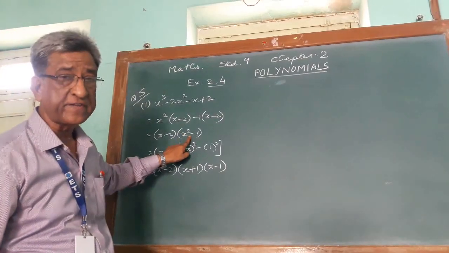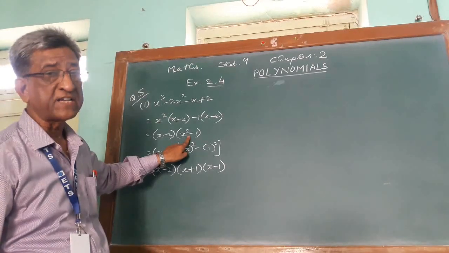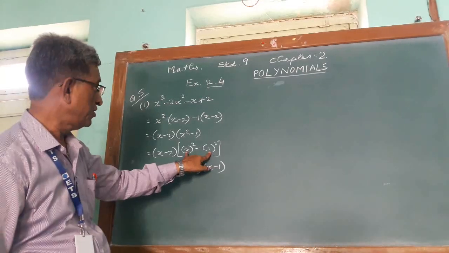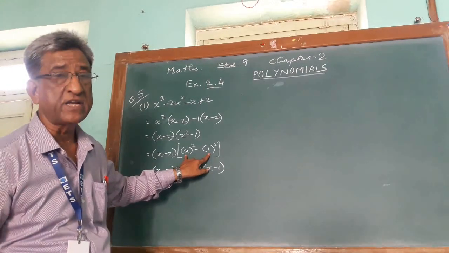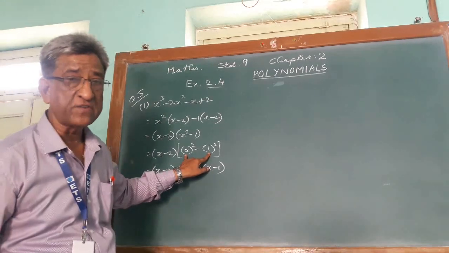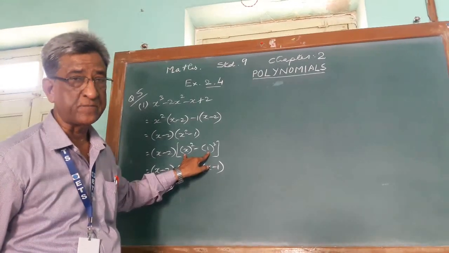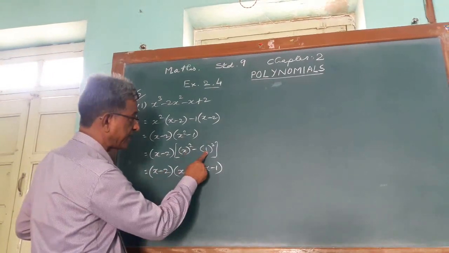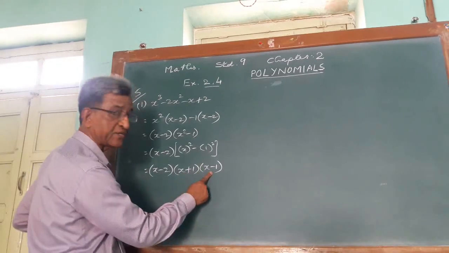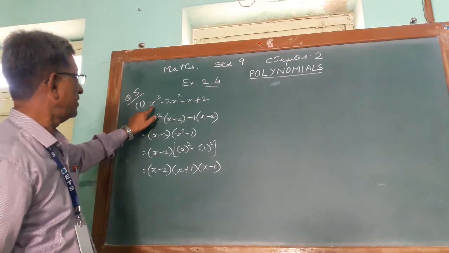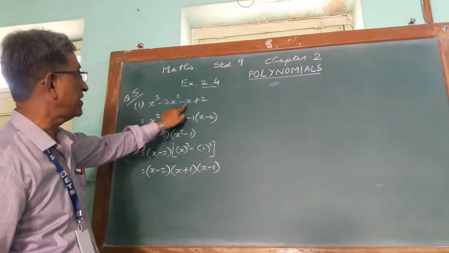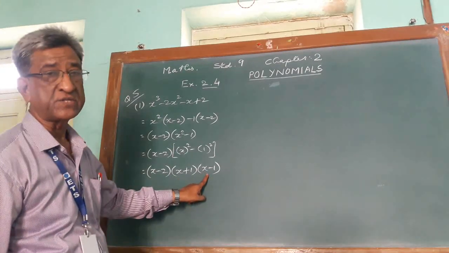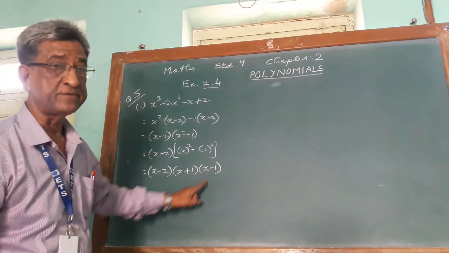Now again you can see that this can be further factorized. They both are squares. x square is a square of x, 1 is a square of 1. So here you can apply the formula a square minus b square, which is a plus b, a minus b. So x minus 2 remains as it is. Instead of x square minus 1, you will write x plus 1, x minus 1. So the factors of x cube minus 2x square minus x plus 2 are x minus 2, x plus 1, x minus 1. So this is the answer.